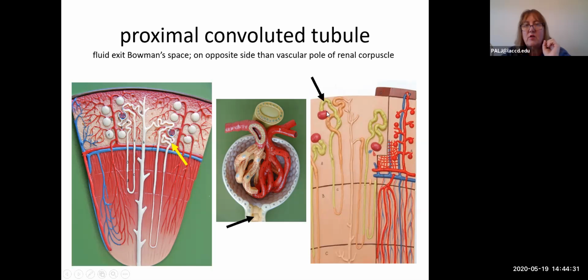On this model, what you will notice is that it is a green tubule exiting one pole. Okay, and so this one is showing here that we have blood vessels on the other end. This one's not even showing the blood vessels, but here is the tubular pole. So this is the proximal convoluted tubule. All right.